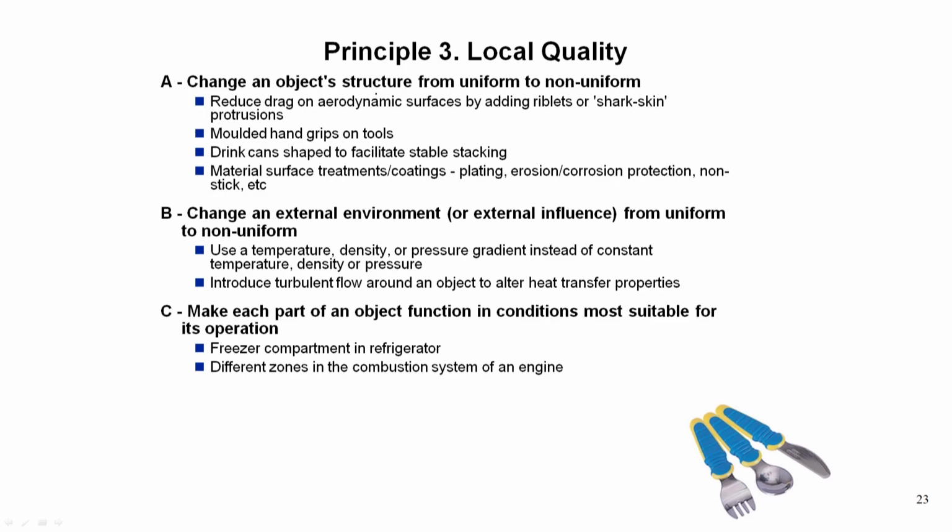Change an external environment also, if possible, from uniform to non-uniform, and make each part of an object function in conditions most suitable for its operation. For example, a refrigerator is not cold uniformly everywhere. You have a freezer compartment in the refrigerator, and different zones in the combustion system of an engine. So, these are all examples of local quality.